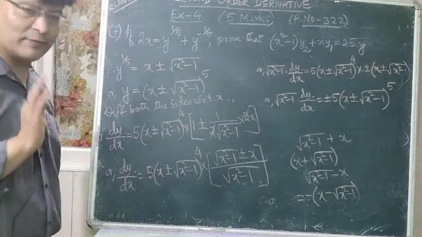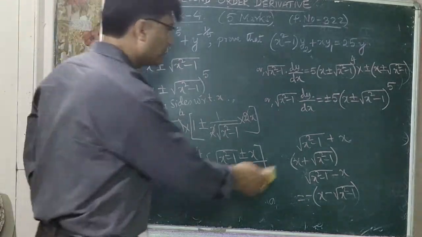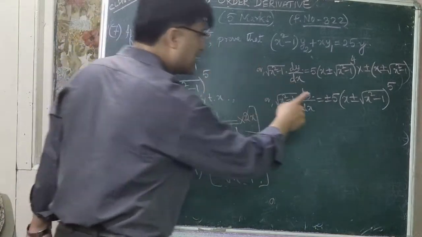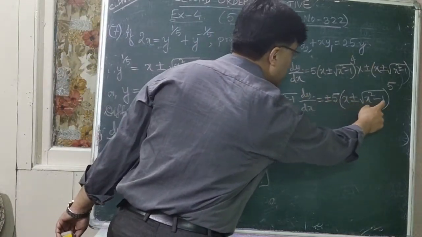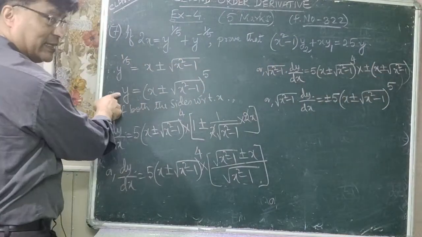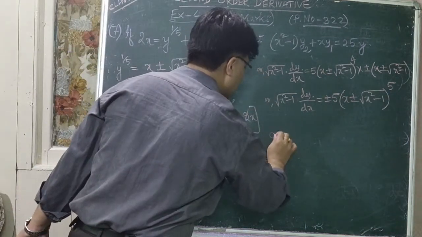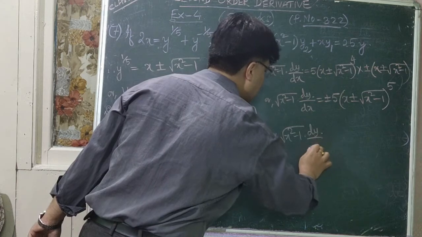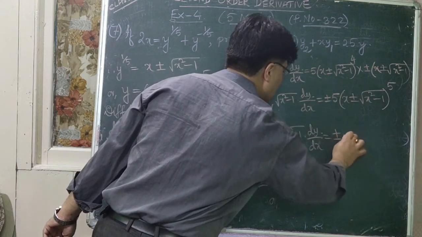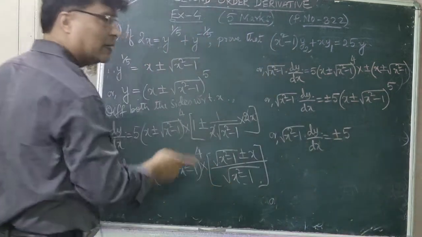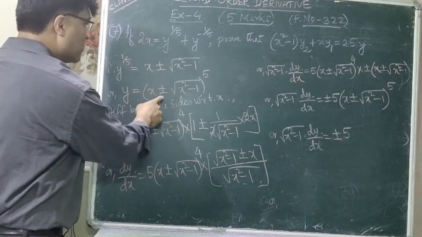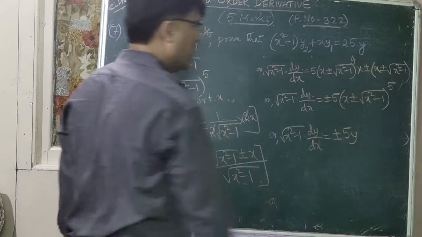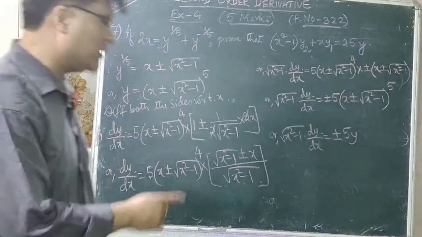So I think you have understood it. Okay. So in the next step, what will you do? Instead of x plus minus root over x square minus 1 whole to the power 5, you can write y, isn't it? So let us write there. Root over x square minus 1 into dy by dx is equal to plus minus 5. Then what is the value of x plus minus root over x square minus 1 to the power 5? It is y. So you can write here y. Is that clear now? So you can copy it.